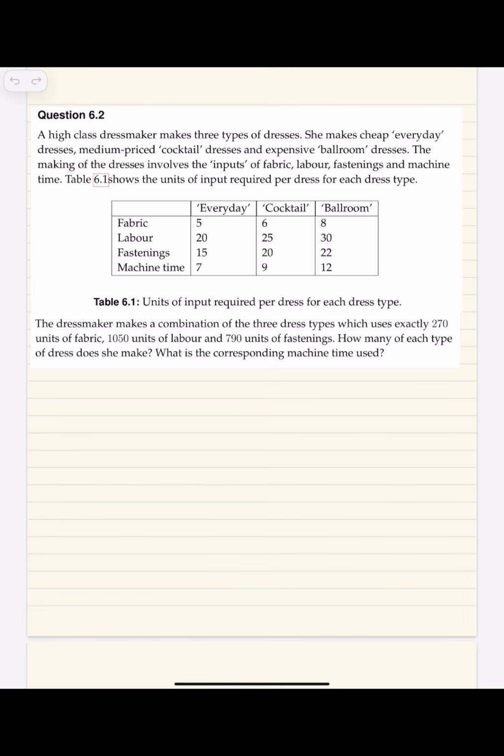The dressmaker makes a combination of the 3 dress types, which uses exactly 270 units of fabric, 1050 units of labor, that's the total labor, and 790 units of fastening. How many dresses of each type does she make? What is the corresponding machine time use?